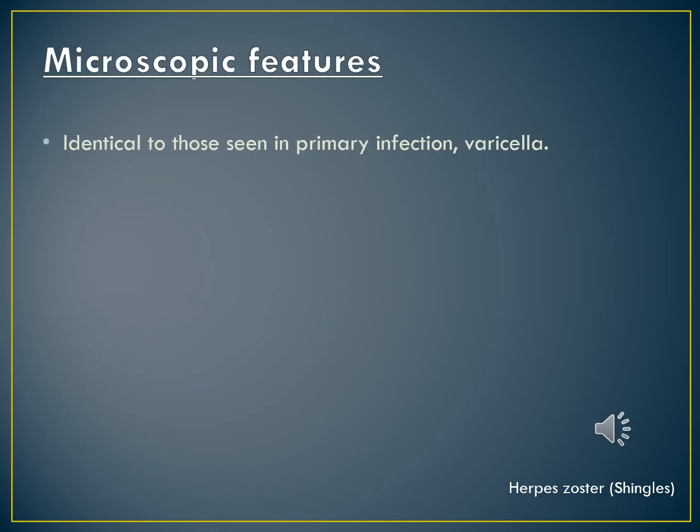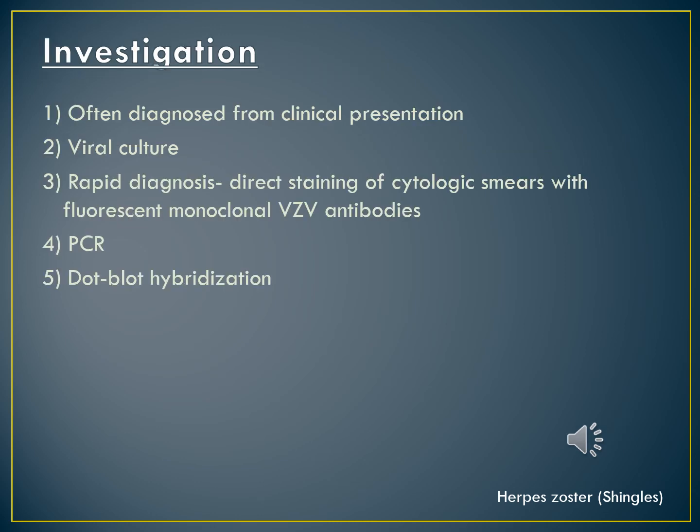The microscopic features of herpes zoster are identical to those seen in the primary infection, varicella. Herpes zoster is often diagnosed from clinical presentation. Its investigation includes viral culture, rapid diagnosis using direct staining of cytologic smears with fluorescent monoclonal varicella zoster viral antibodies, PCR, and dot blot hybridization.